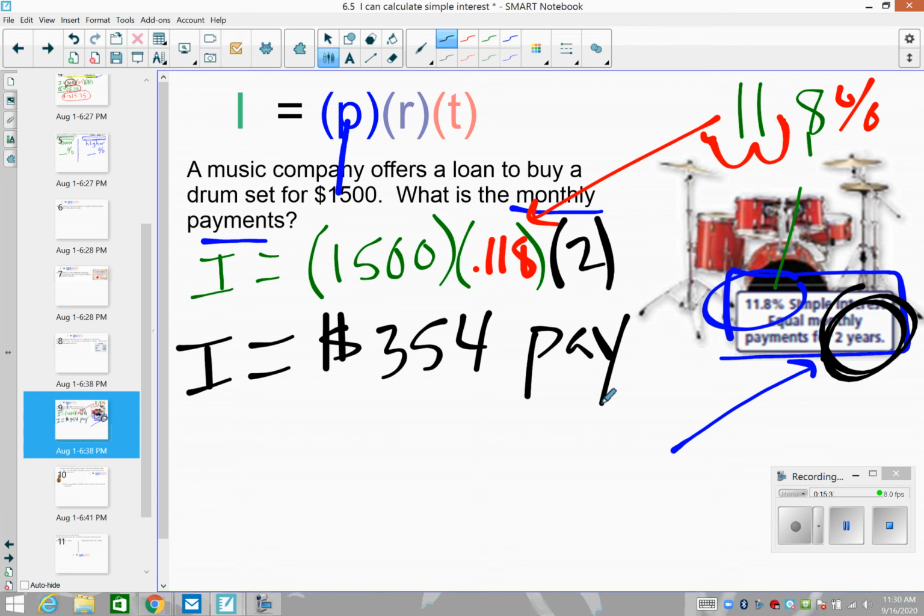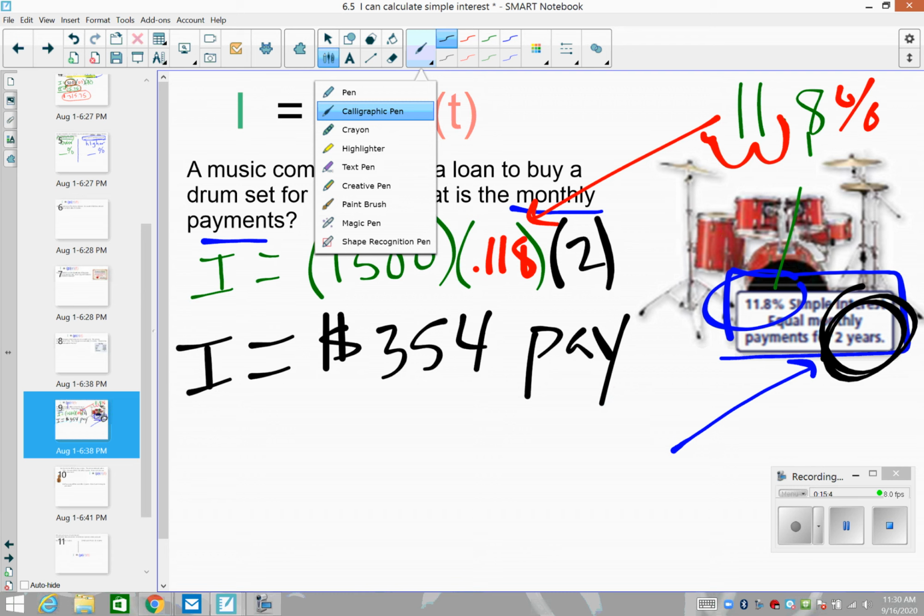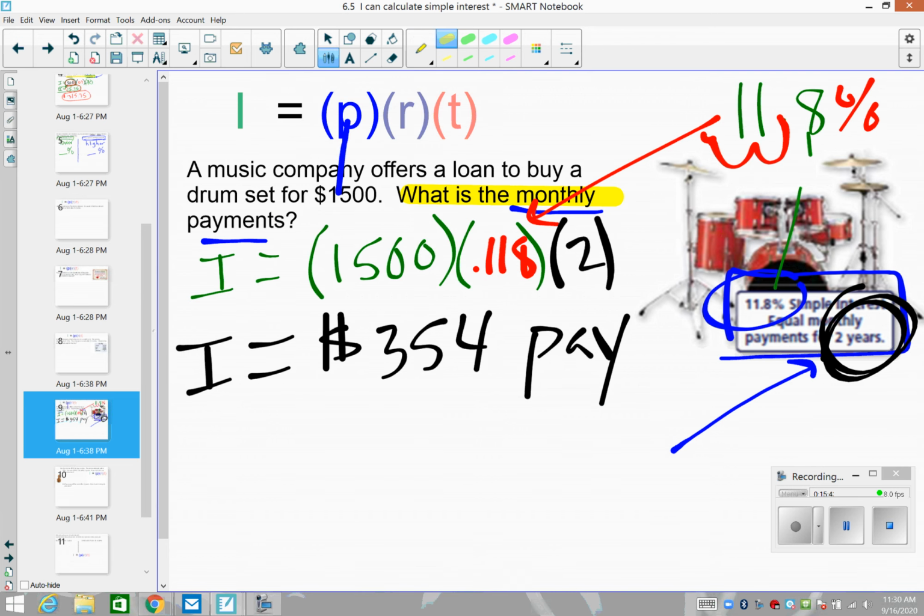You're borrowing the money for 2 years, so we have to answer the question that was here: what is the monthly payment? Well, for 2 years, we're really talking 24 months, because there are 12 months in 1 year, which is 24 months in 2 years. So how much do you pay per month? This is exactly how it's calculated. They're going to divide that up for your monthly payments.